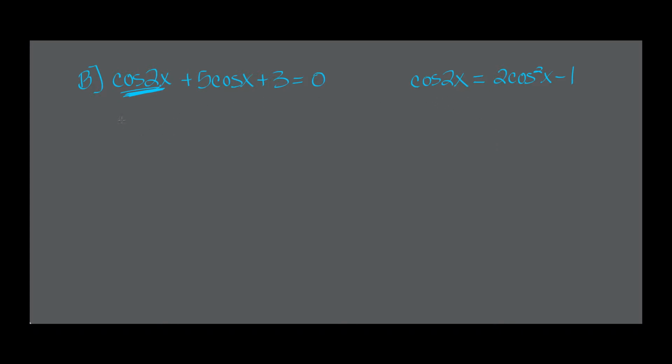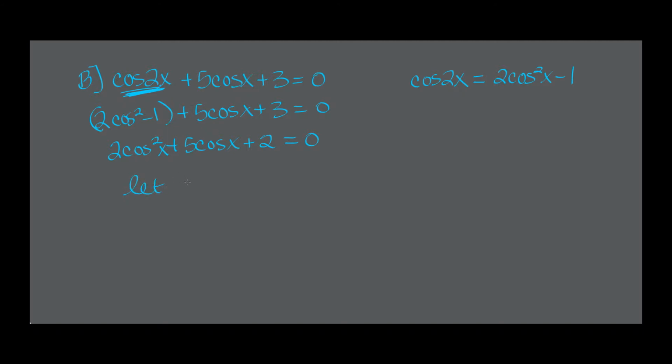Okay, so I'm just going to substitute 2 cosine squared x minus 1 in for my cosine of 2x, plus 5 cosine of x plus 3 equals 0. And if I do a little simplifying, maybe some rearranging, I get, oops, I forgot my x, I get an equation that looks like the quadratic ones that we solved yesterday.